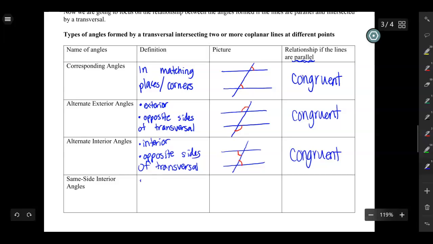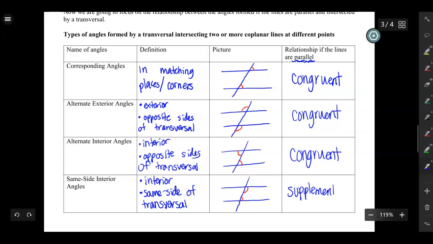So same side interior angles. This is exactly what it sounds like. First of all, it's going to be on the interior, and they're on the same side of the transversal. So I'm going to have my two parallel lines cut by a transversal. And I'm looking at these two angles that are on the same side of the transversal, on the inside. These angles are not congruent. These angles are supplementary, which means they sum to 180 degrees.